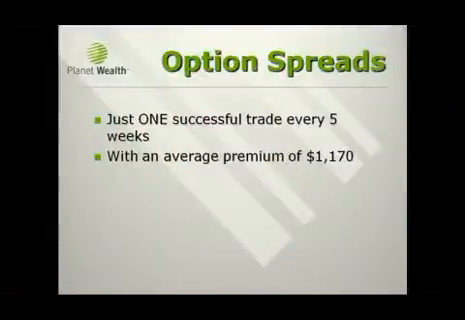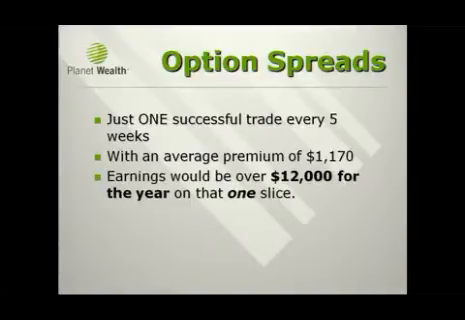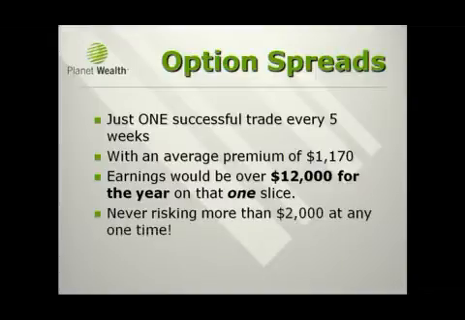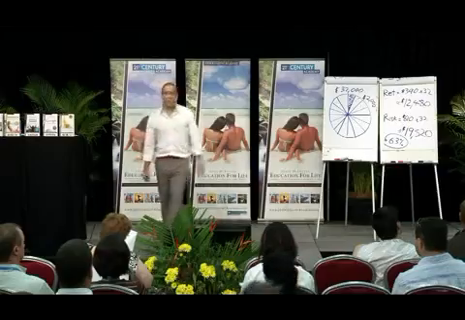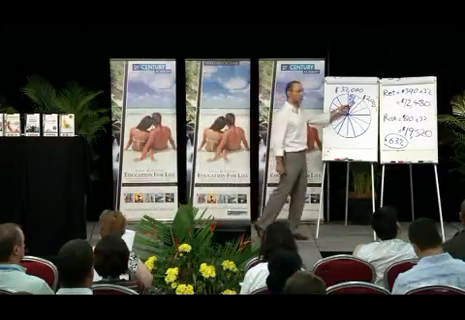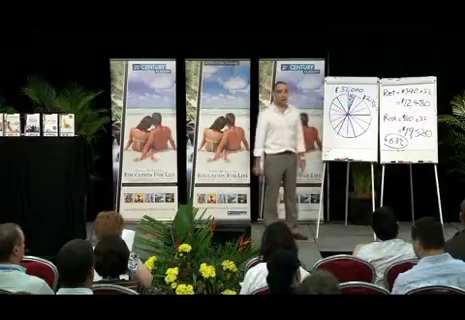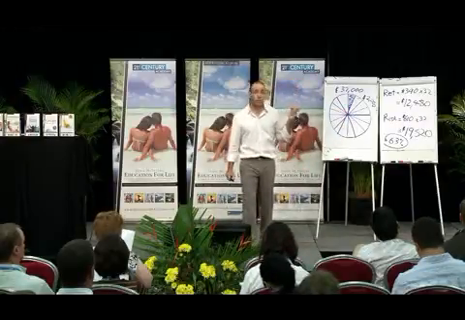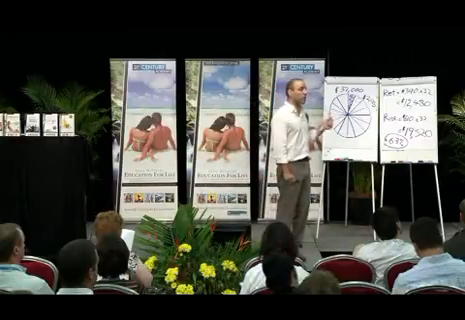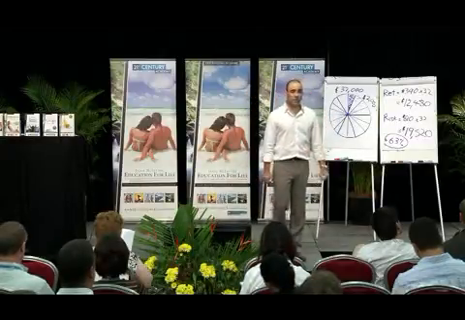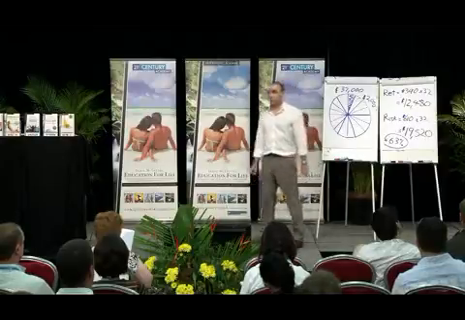So if you continue to do that, and you did one trade with one slice of pie every 5 weeks, with an average premium of $1,170, that one slice of pie would return you over $12,000 for a year, when you're never risking more than $2,000 at any one time. Imagine one slice of pie, imagine doing it with 2 slices, 3 slices, 4 slices of pie. You can start to see how you can make some pretty good returns with well-managed risk. Everyone see that? Understand that?